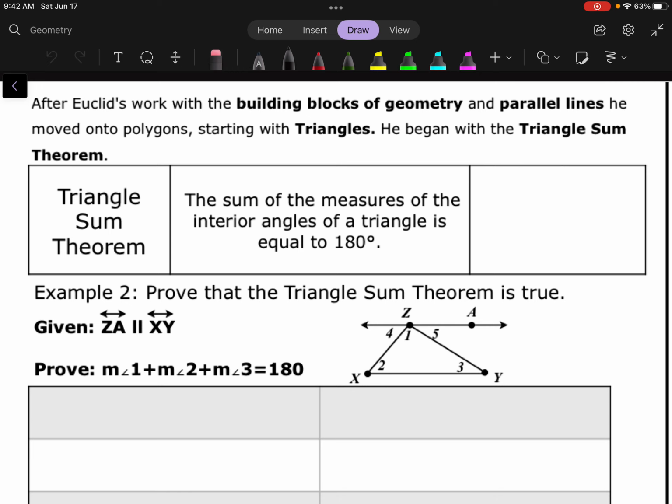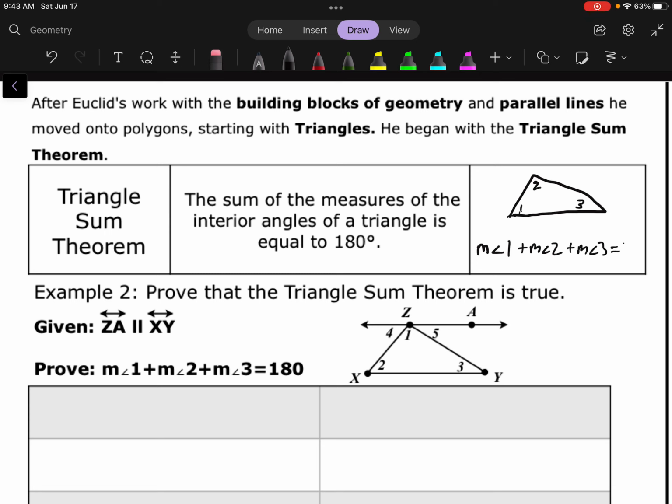The triangle sum theorem says that the sum of the measures of the interior angles of a triangle is equal to 180 degrees. So what does that look like? Well, if we've got a triangle, triangles obviously have three angles, right? So let's number those three angles. And the triangle sum theorem says that if you take all three of those angles and add them together, it has to be equal to 180. So the measure of angle 1 plus the measure of angle 2 plus the measure of angle 3 has to be equal to 180. That is what the triangle sum theorem says. And this is going to be incredibly instrumental to our success throughout geometry. Got to know that.